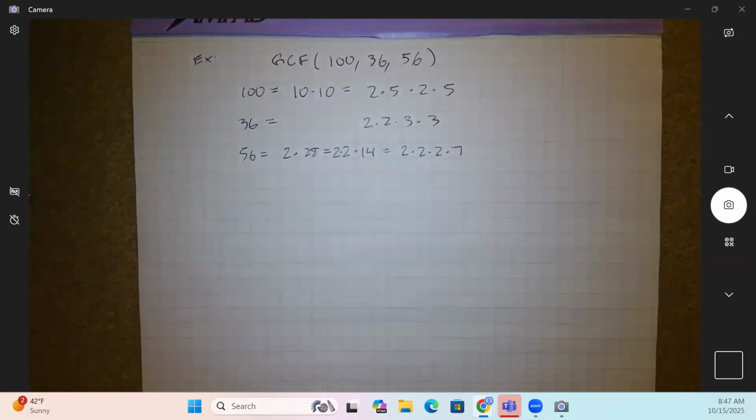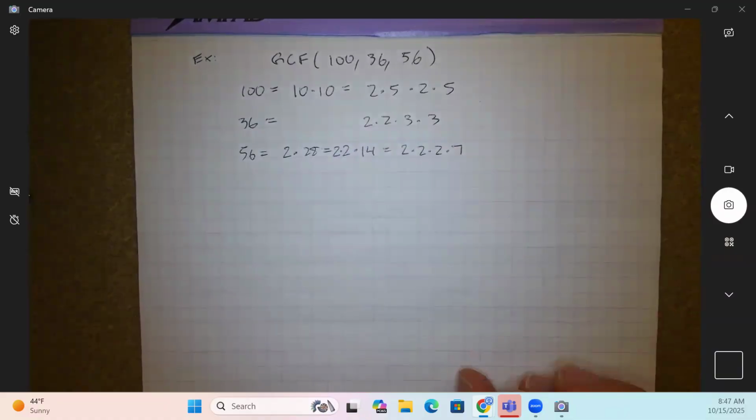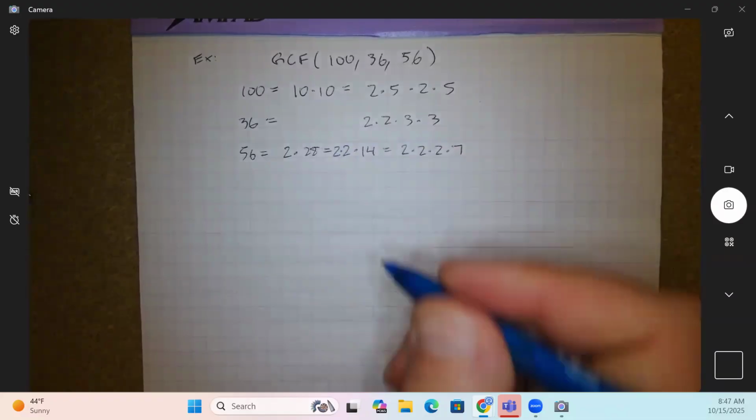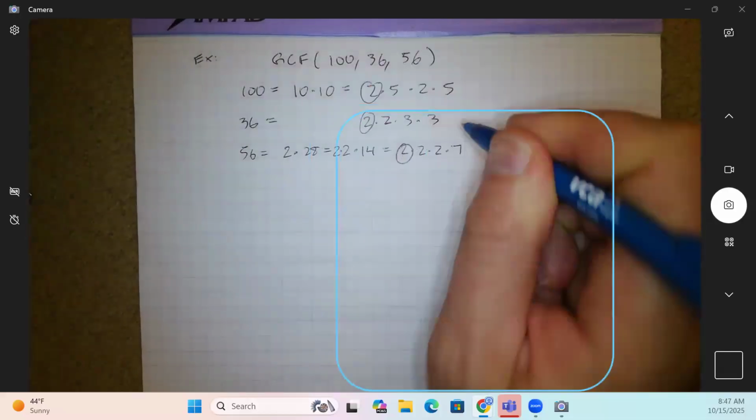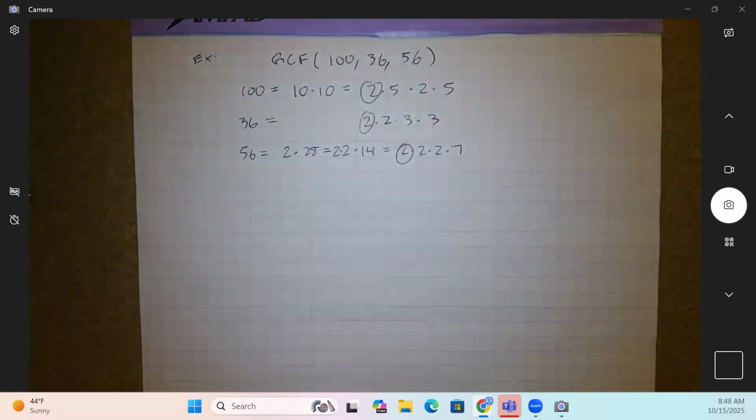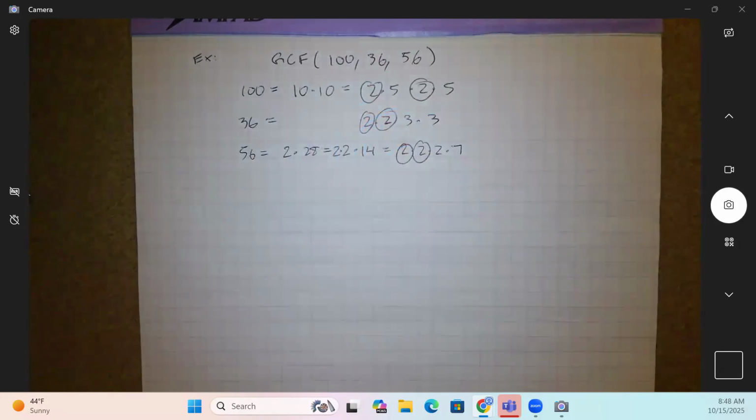I'm teaching you it this way because it works really well when we start doing algebra and we start carrying around x's also. Because when you have a bunch of x's, you can line all the x's up. Also, because number theory is pretty cool. All right, let's look for commonalities. Any numbers shared across all 3 of them? 2. Any other numbers shared across all 3 of them? Another 2. So you can have the same number shared more than once.